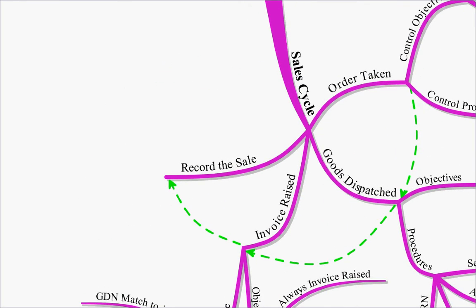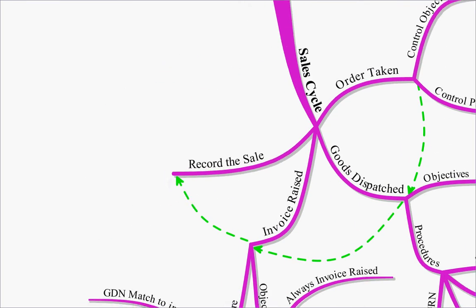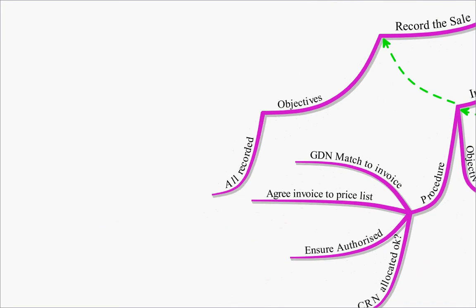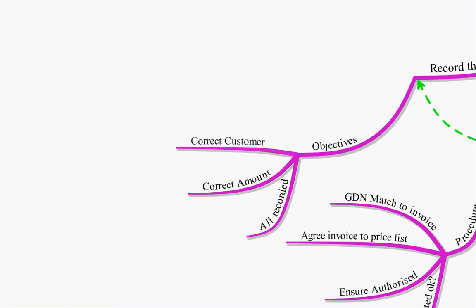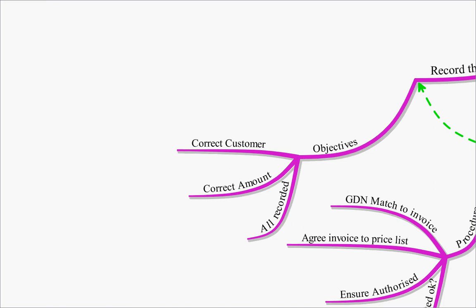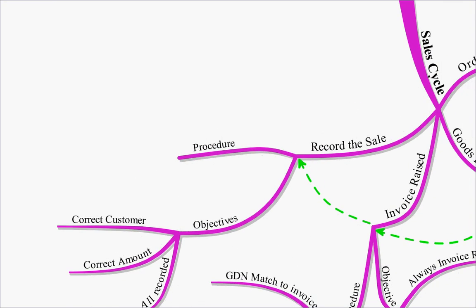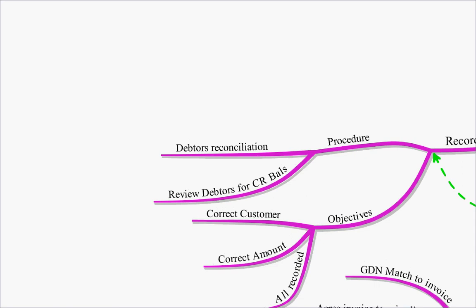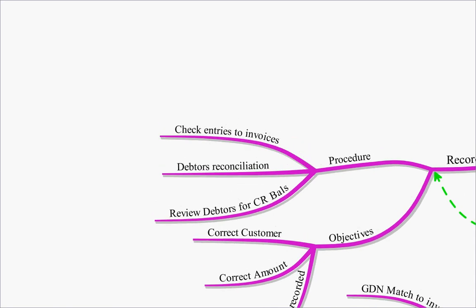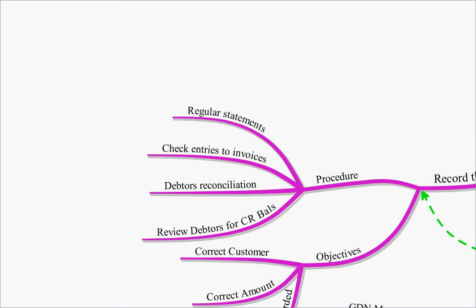So that brings us on to recording the sale. When you're recording the sale, the control objectives are that all the sales are recorded, they're all recorded at the correct amount, and that they're all recorded against the correct customer. In order to achieve this, you're going to have a debtors review for credit balances. You're going to reconcile the debtors regularly. You're going to check all the entries to invoices periodically. And you're going to send regular statements to customers to make sure they'll soon get in touch with you if their statement isn't correct.